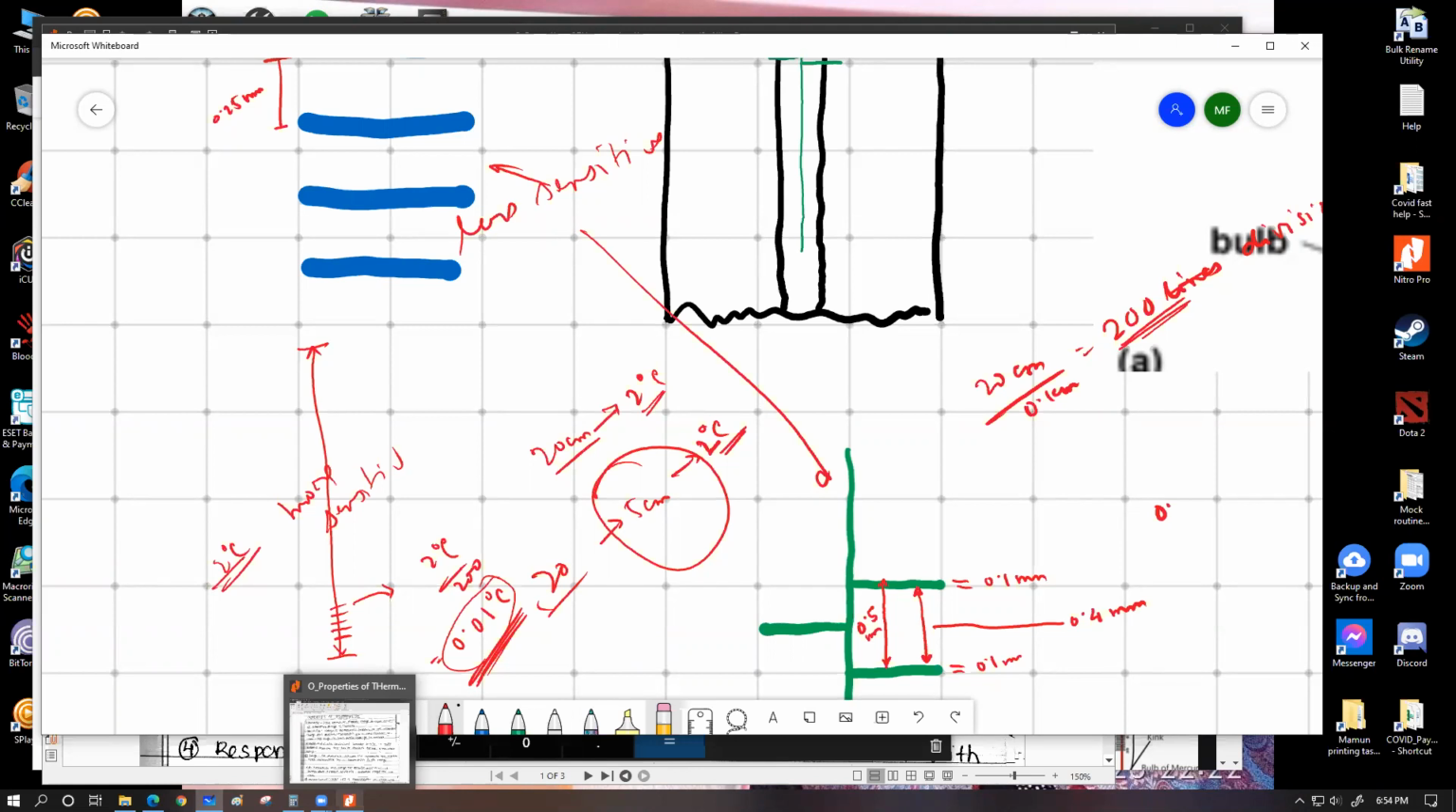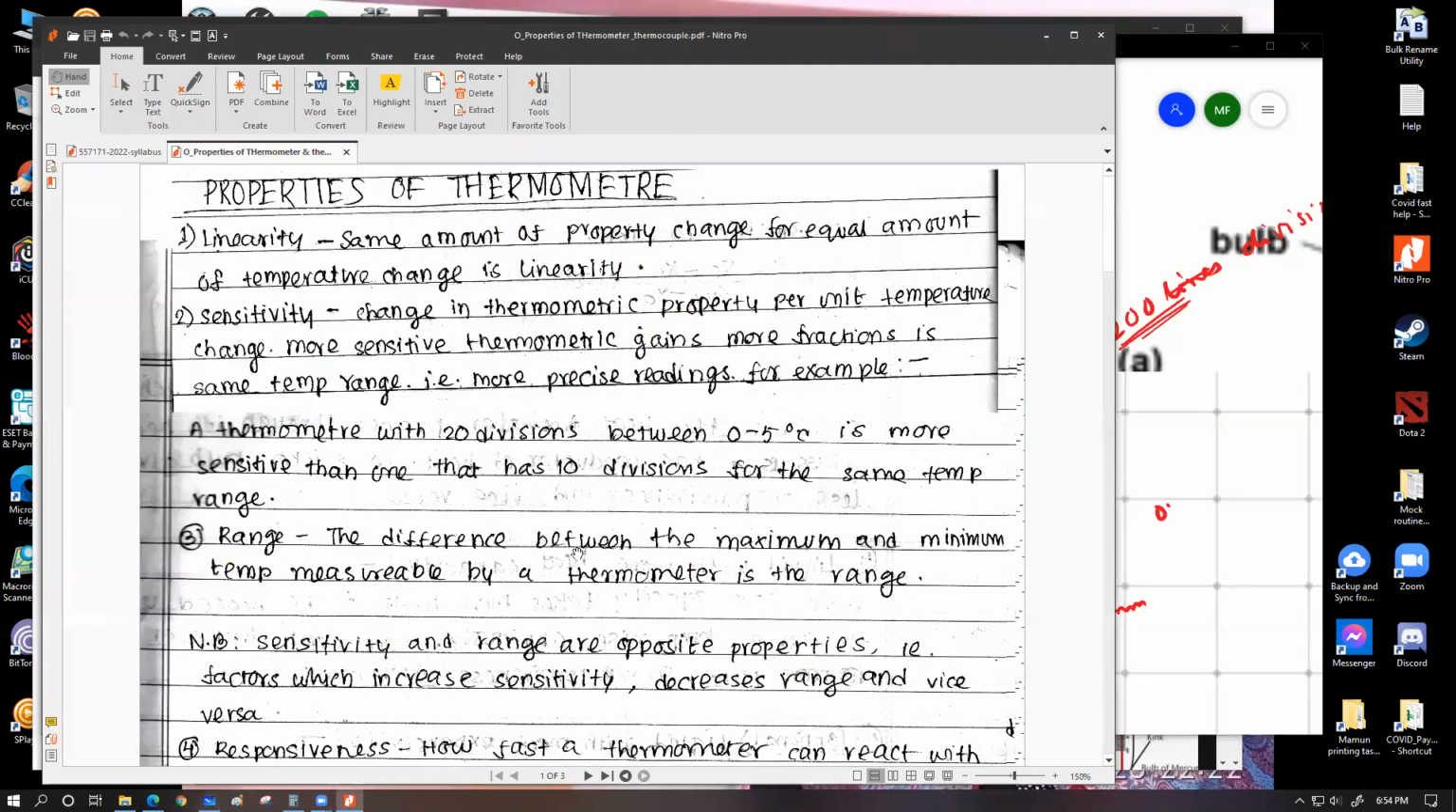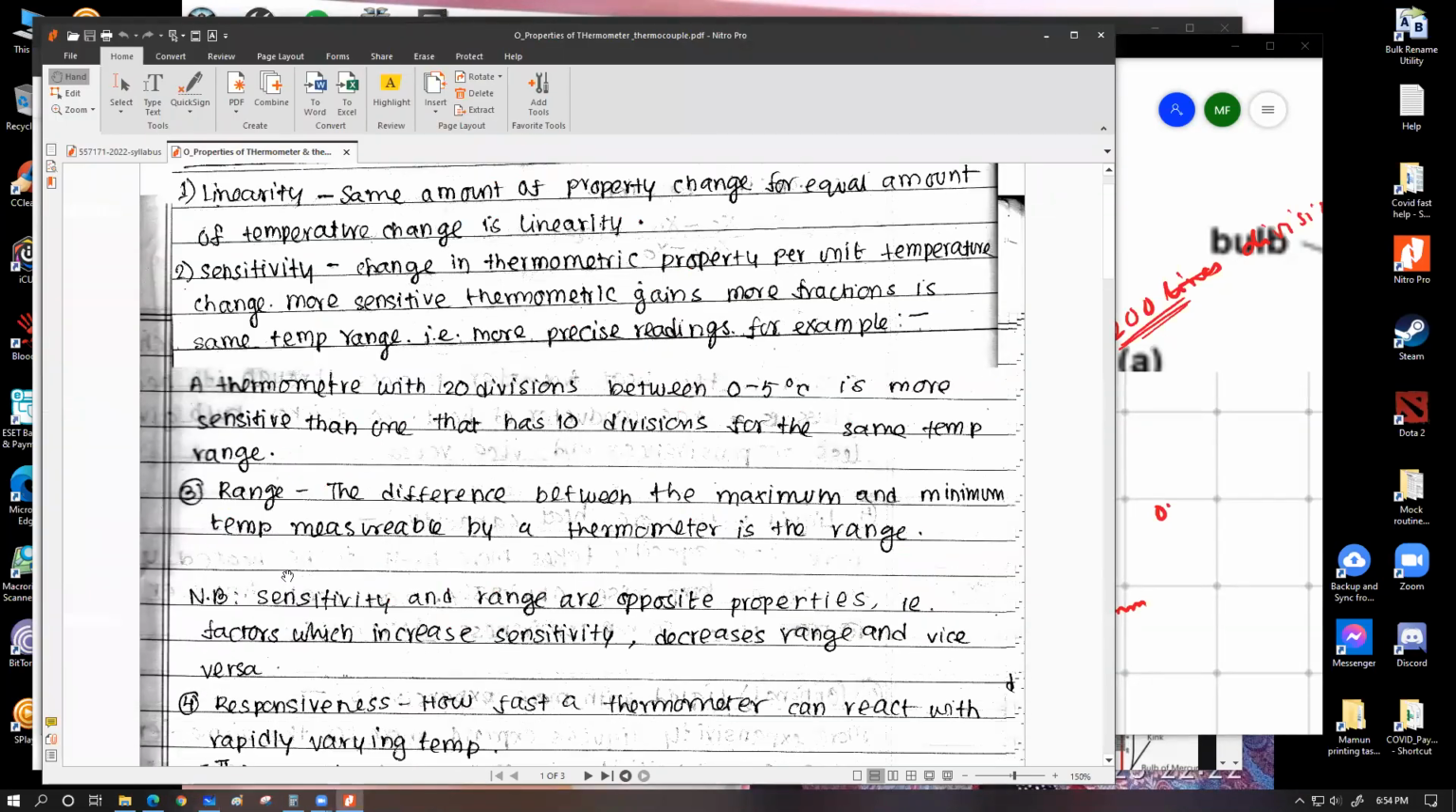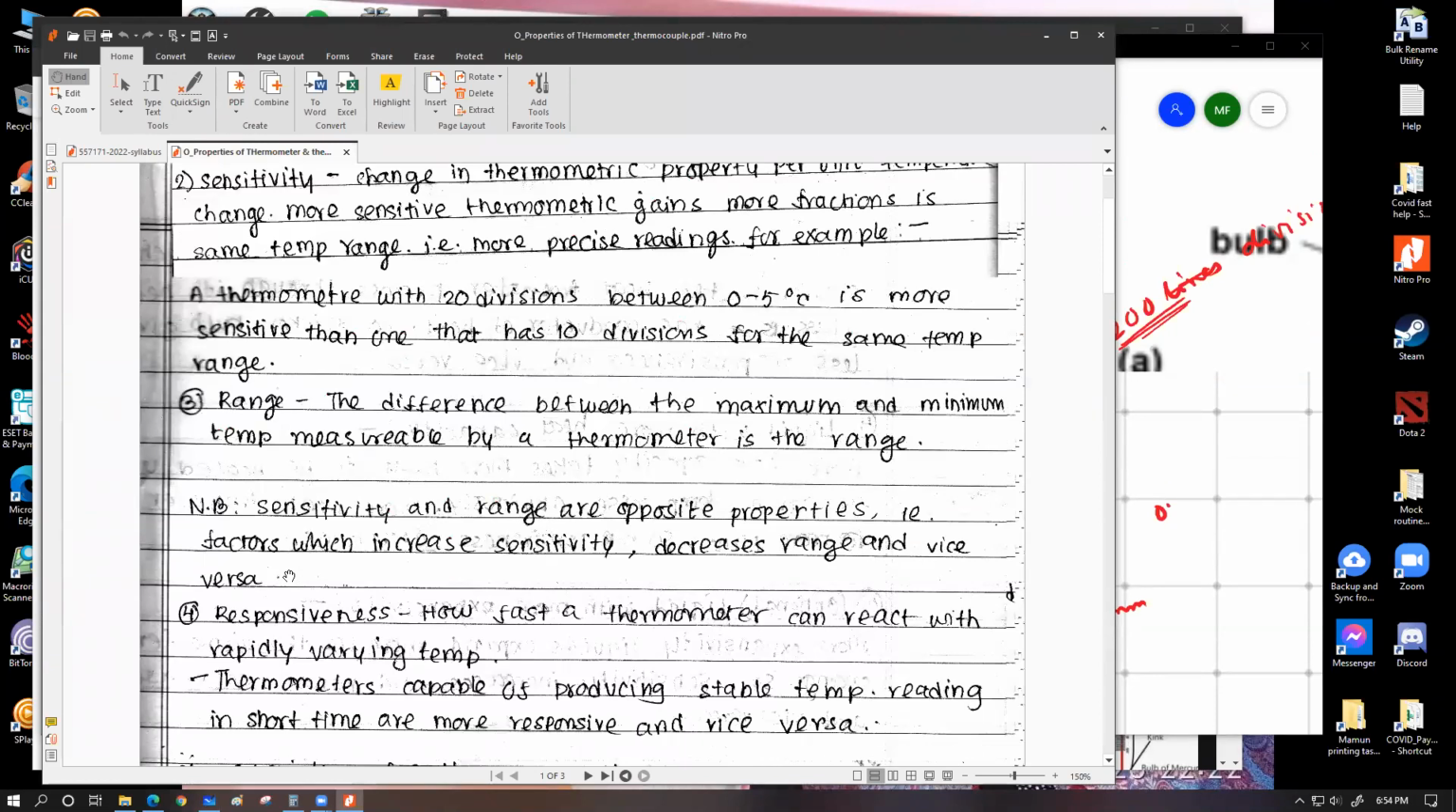Do we all understand so far? Yes, sir. Okay. So let's look at the third definition over here. Range. Range is pretty simple. The difference between the maximum and the minimum temperature measurable by a thermometer is the range.